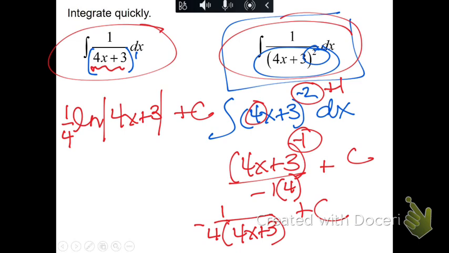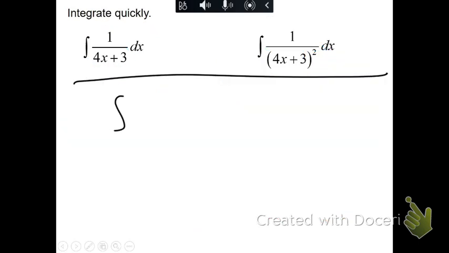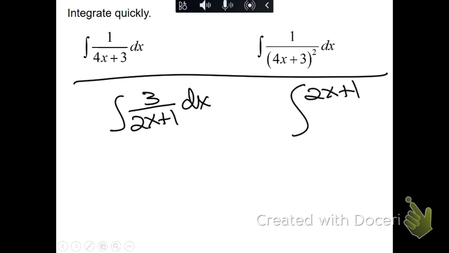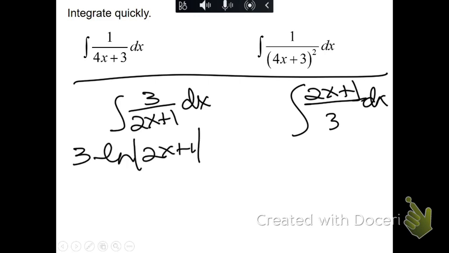Here's one more just to make sure you got it. If I asked you to do the integral of, say, 3 over 2x plus 1, okay? Compare that to if I flipped it, 2x plus 1 over 3. Very different problems. The first one is a natural log. You bring down the 3. Natural log of 2x plus 1. Divide by the derivative of the inside.